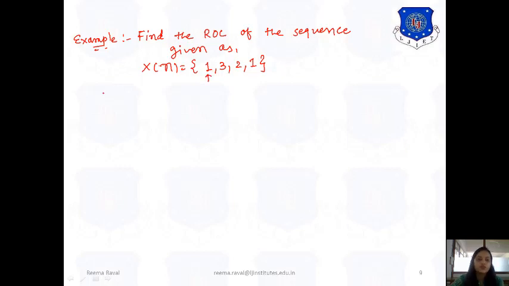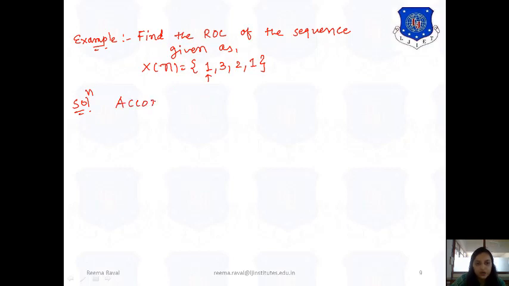Okay. So first of all, to find the ROC of the given data sequence, you need to convert it into the Z domain, and then we are going to take two instances. That means first we will take z equals 0 and then we will take z equals infinity, and in whichever instance we get finite values, that means non-infinite values, we are going to say that is the ROC range. So first of all, let us find the Z transform.